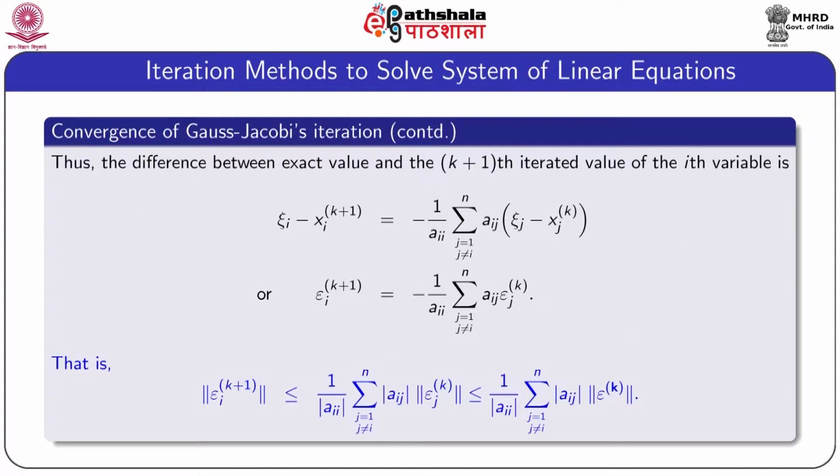Now, the norm of the error epsilon_i^(k+1) is less than or equal to 1 by absolute value of aii summation over j equal to 1 to n, j not equal to i, absolute value of aij into the norm of the error occurred at the kth iteration for the variable xj, that is epsilon_j^k, which is less than or equal to 1 by absolute value of aii into summation of j equal to 1 to n, j not equal to i, of absolute value of aij into the norm of the error vector epsilon^k.